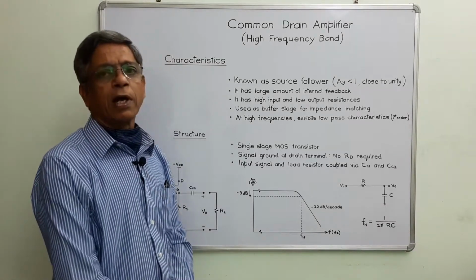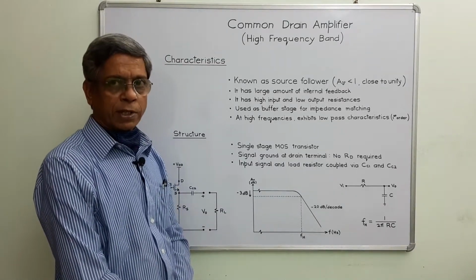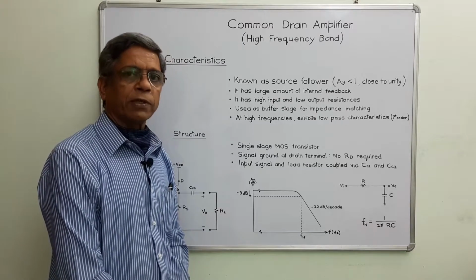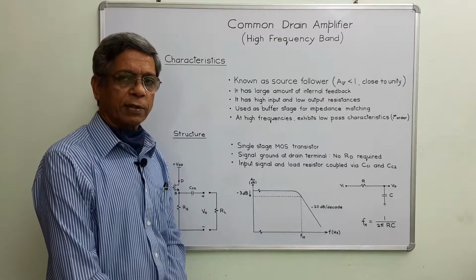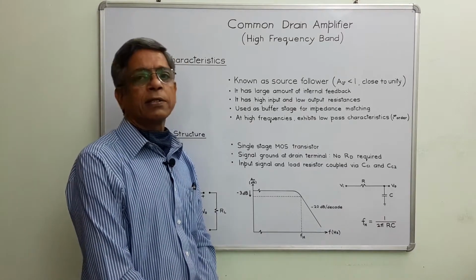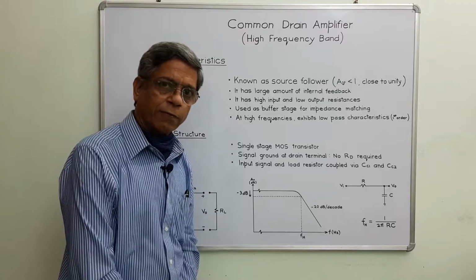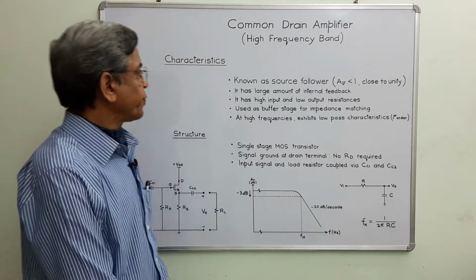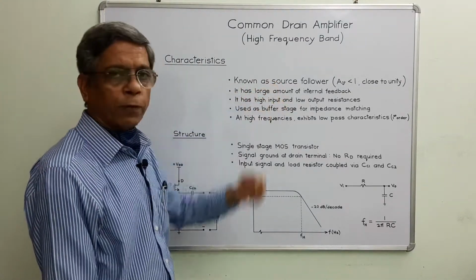In this lecture, I will use the open circuit time constant or zero value method for the determination of upper 3 dB frequency for the common drain amplifier at high frequency band. Let us start from the characteristics of the common drain amplifier first. And this is better known as the source follower.